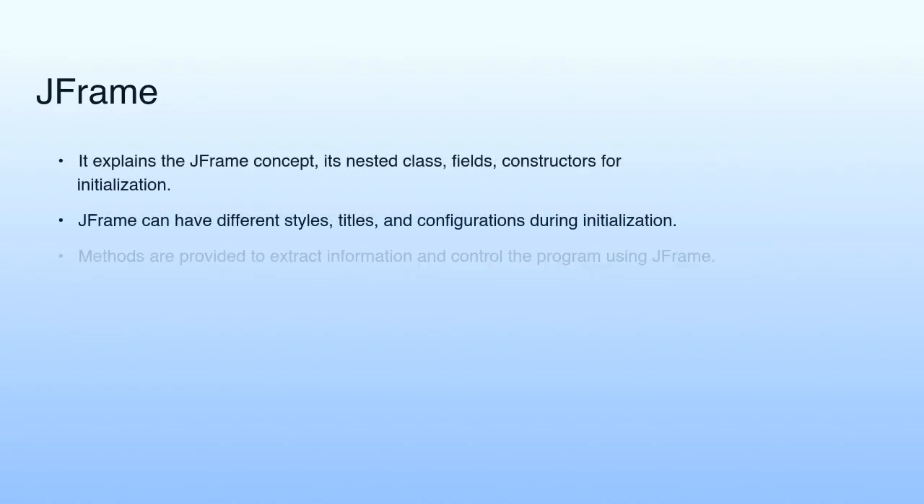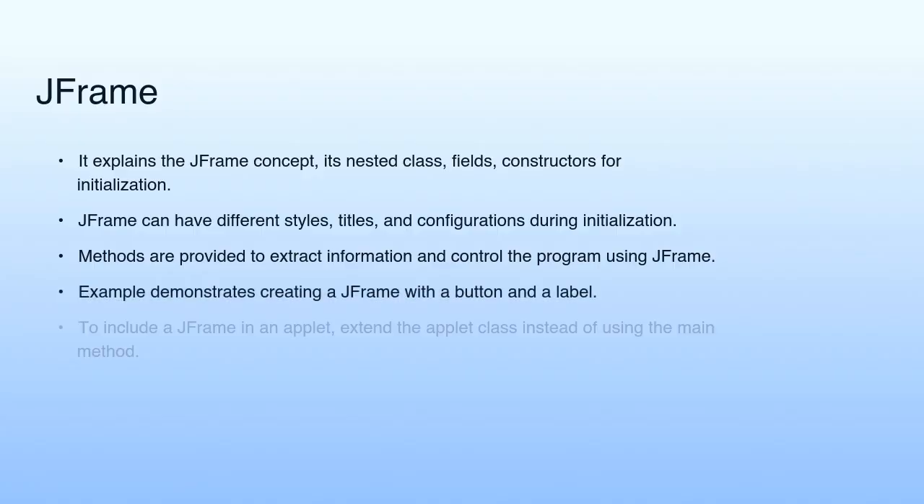The JFrame component is explained, including its nested class, fields, and constructors for initialization. JFrame can have different styles, titles, and configurations during initialization. Methods are provided to extract information and control the program using the frame. An example demonstrates creating a JFrame with a button and a label. To include a JFrame in an applet, extend the applet class instead of using the main method.